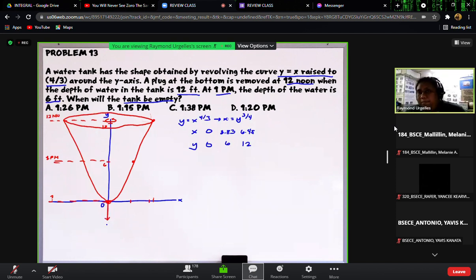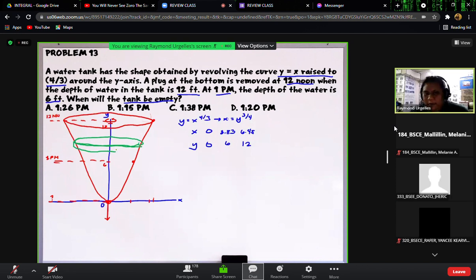To solve this, first, let's consider a horizontal disk. We use a horizontal one so that it is equidistant from the orifice. All points on our disk are equidistant from the orifice. The distance from the orifice is basically our y coordinate.